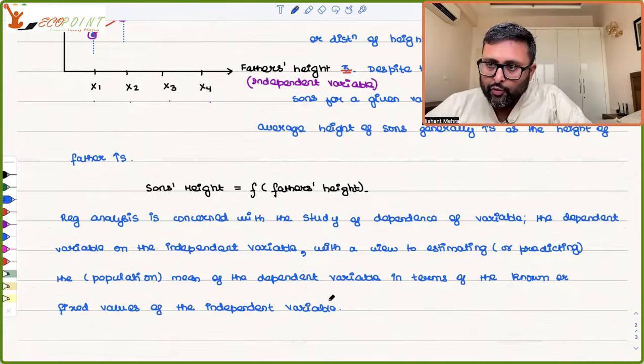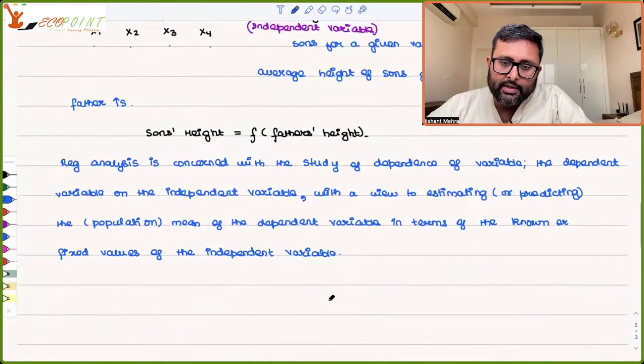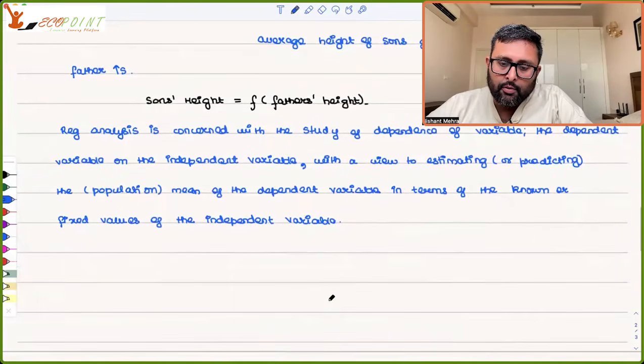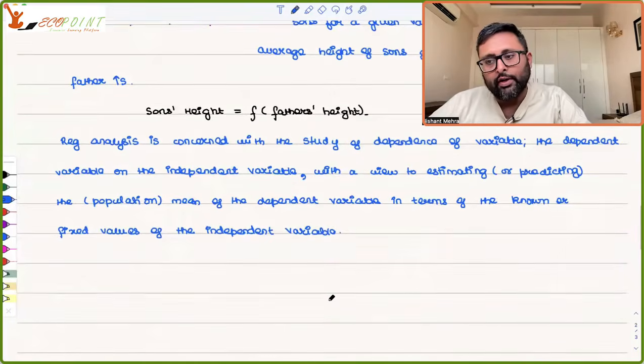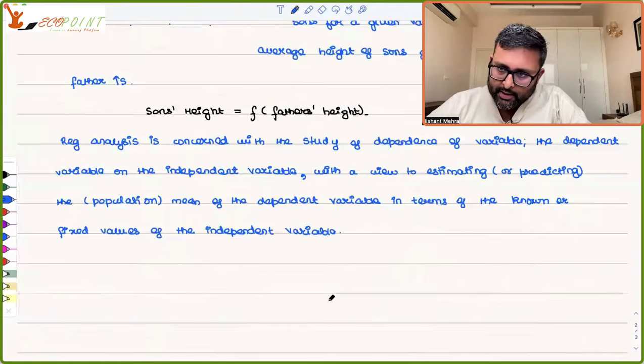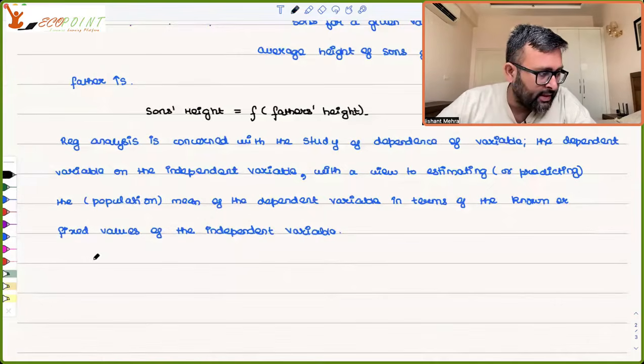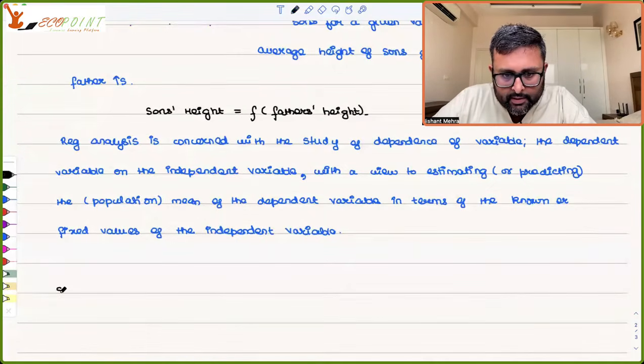Now, if you just have a look at this, you will find that there are two different kinds of variables. One are the statistical variables, others are deterministic variables, right? So what are those statistical and deterministic variables? Let's write that.